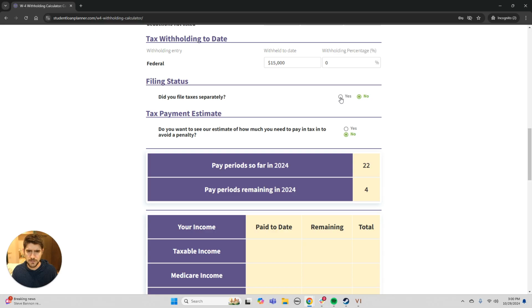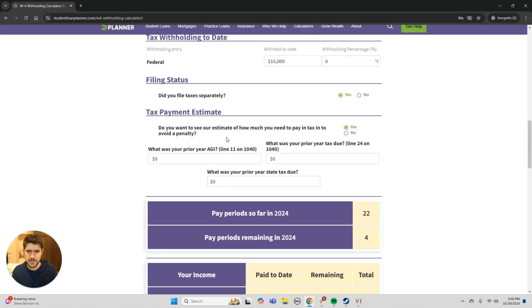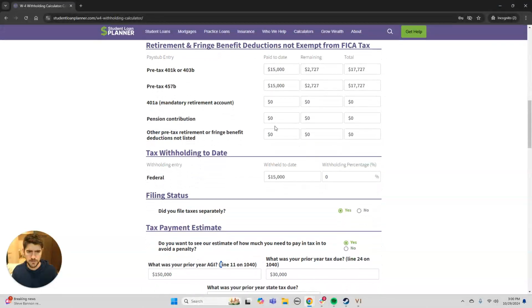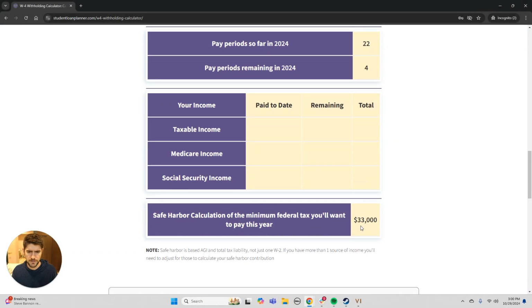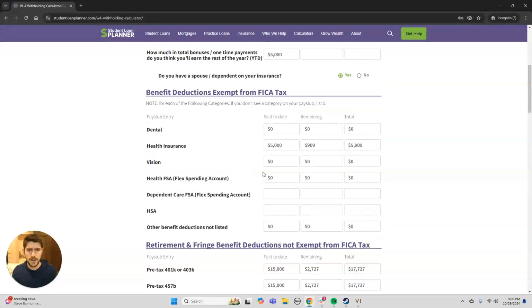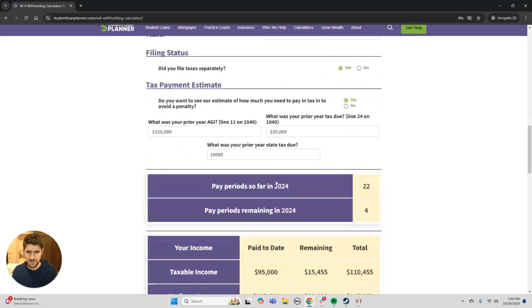Now, did you file taxes separately? Let's see here. You can say yes or no, and then tax payment estimate. If you put in your prior AGI, you can put in that amount, your prior tax due, and your prior state tax due, and then it'll show you the safe harbor calculation for how much you have to pay. And then I think I have to put in zeros for this to calculate. Yep, so that's what that was. So if you get a similar error, you just need to have numbers in everything.